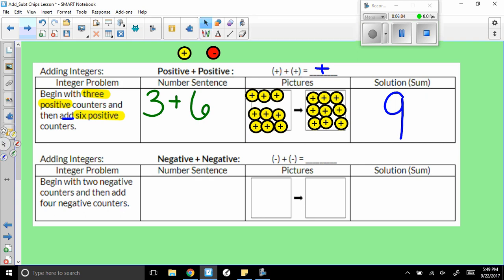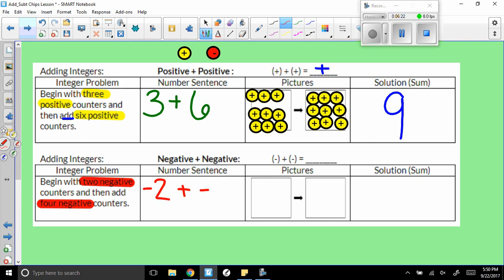Now let's try it out with 2 negatives. So here I'm going to start out with 2 negative counters, and then I'm going to add 4 negative counters. This time when I write my number sentence, I'm going to write a -2 first, add a -4. Remember, I can keep my negatives with my number by drawing the parentheses. So I'm going to pull over 1, 2 negatives, and then 4 more negatives.